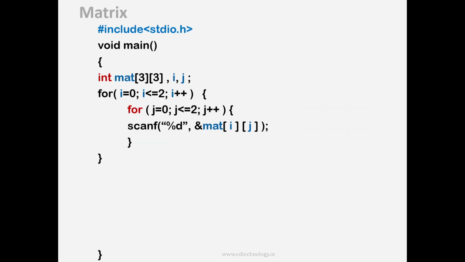So what you can do is store different values using a loop. Here I have given an example. I have a matrix of 3 by 3. I have two looping variables i and j, and two loops: one managing the rows, the second managing the columns.